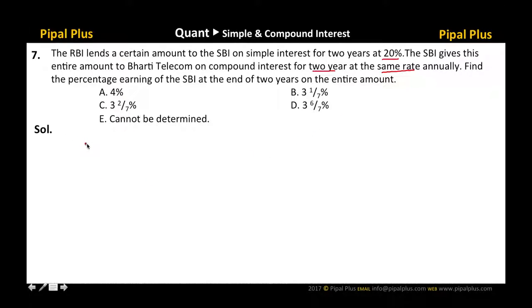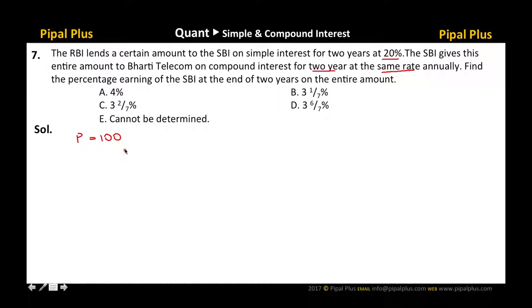All right, so here goes the explanation. Now let's say the amount of money which is not given, the principal, be 100, right? So this 100 rupees is what SBI has borrowed from RBI, and this 100 rupees is exactly what SBI has lent onwards to this company.